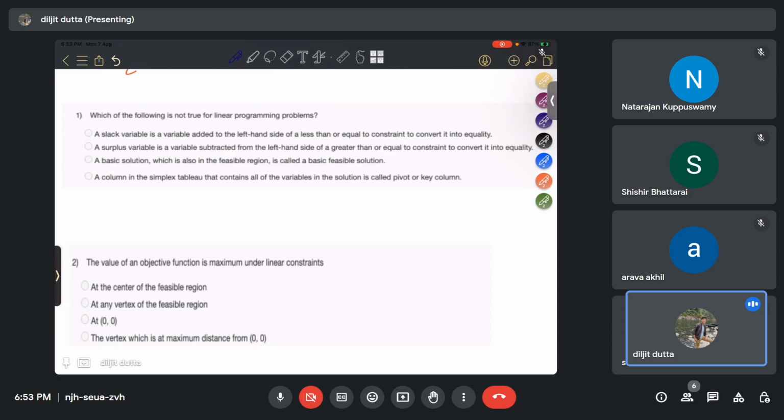A basic solution, which is also a feasible solution, is called a basic feasible solution. Yes, it is also true. The fourth option: a column in the simplex table that contains all of the variables in a solution is called the pivot or key column. No, the fourth option is the correct option.